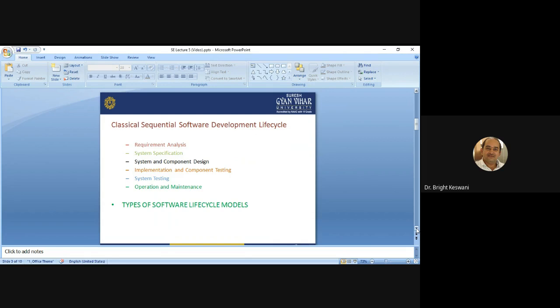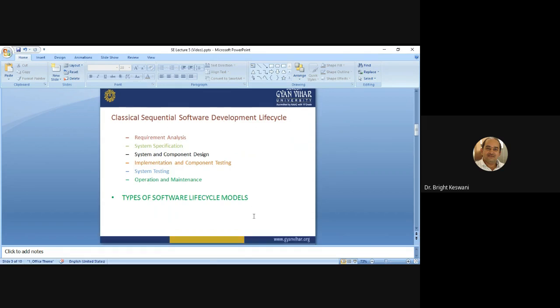So in this lecture, we will discuss requirement analysis, system specification, system and component design, implementation and component testing, system testing, operation and maintenance. Not only this, we will discuss various types of software life cycle models.